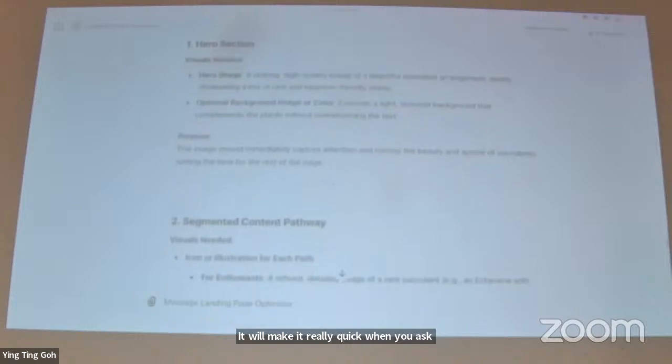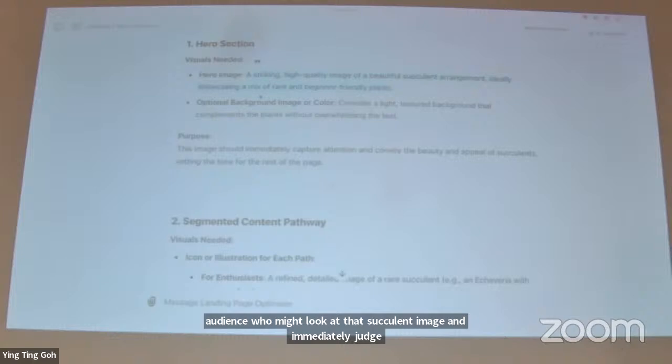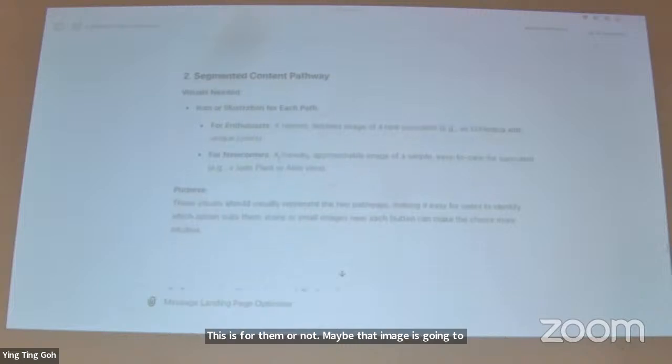Okay. Visuals needed: striking, high quality, beautiful succulent arrangement, ideally showcasing a mix of rare and beginner-friendly plants. Very interesting, because I would not have thought of it. I would just have put any succulent there. But this is informative for me because now I'm thinking about the audience who might look at that succulent image and immediately judge. That experienced succulent enthusiast is immediately going to know whether this is for them or not. Maybe that image is going to be off-putting. And then, for the segmented pathway, it's showing you actions and even giving you names of the variations that you can look for inside stock images.